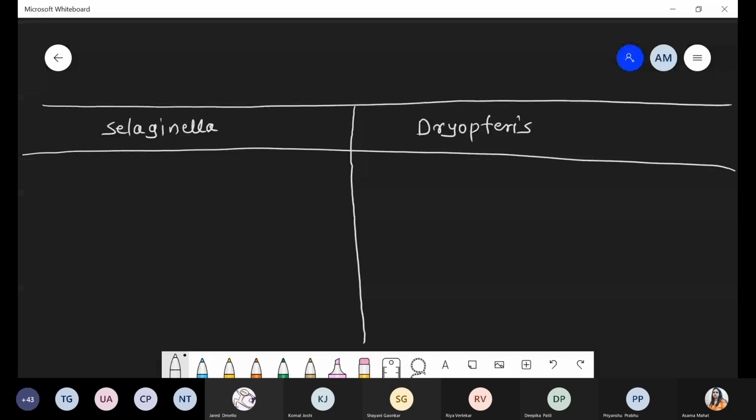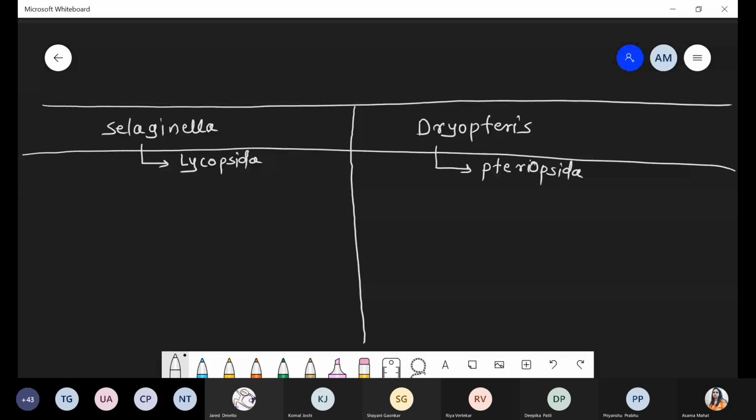Okay, and Dryopteris? Now your doubt is clear. So you have to remember only two examples: Selaginella belongs to the Lycopsida class, and Dryopteris, an example of the land fern, belongs to the Pteropsida class. So now we are taking the main differences between Selaginella and Dryopteris. That is the last part of Pteridophyta.